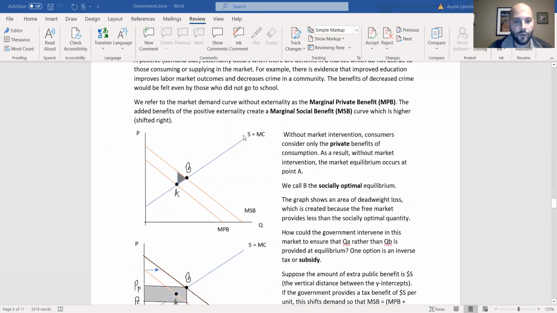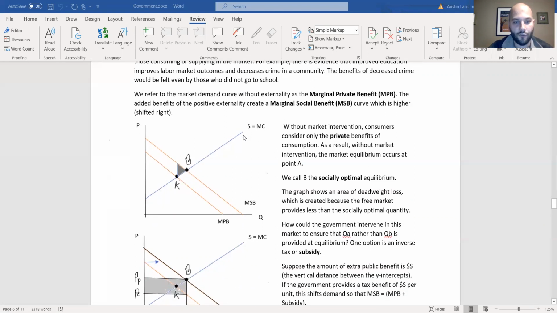Right, so we refer to the market demand curve without the externality as the marginal private benefits. Without considering the benefits to other people of education, people consider only their own private benefits to education. And then the added benefits of the positive externality create what we call a marginal social benefits curve, which is higher or shifted right.